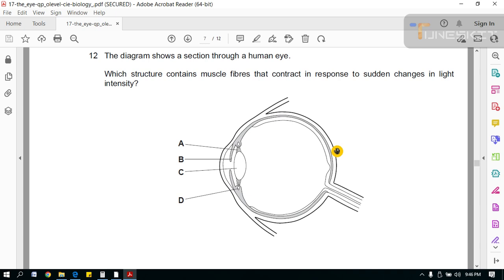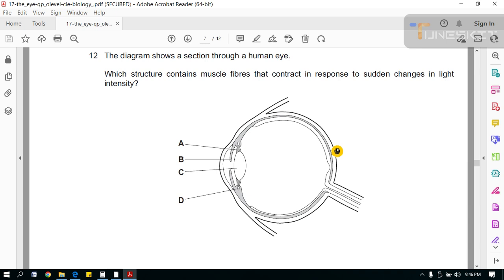Option D is correct because ciliary muscles are there. They will relax or contract. When light changes, for example when you are in a dark room and go out into the bright light, the pupil size will decrease. When you are observing something at a distance, or something very close to you, that is the case in which the ciliary muscles contract and relax.